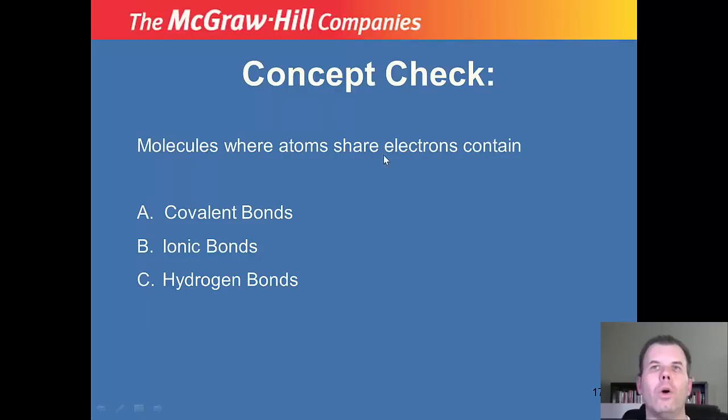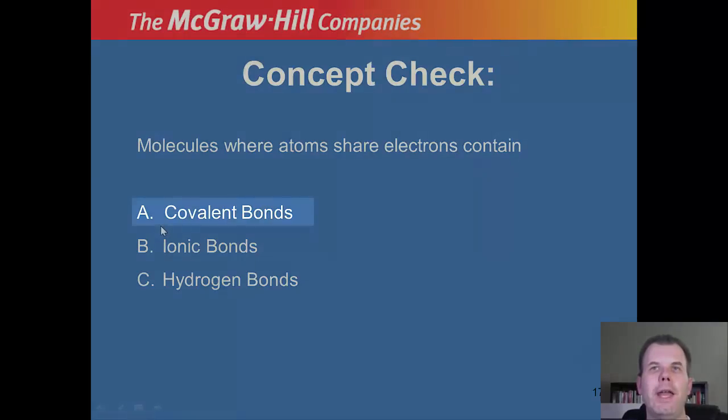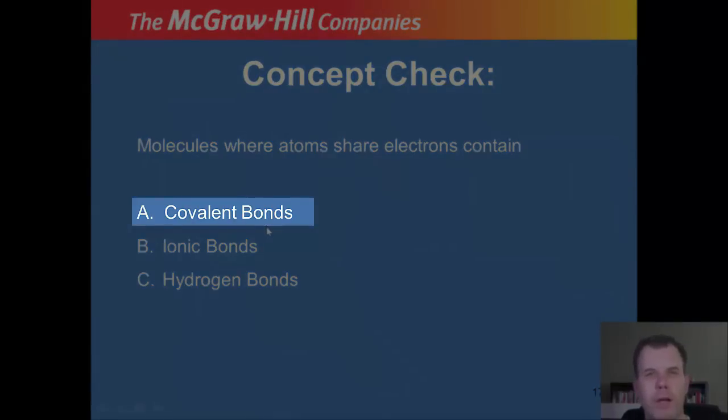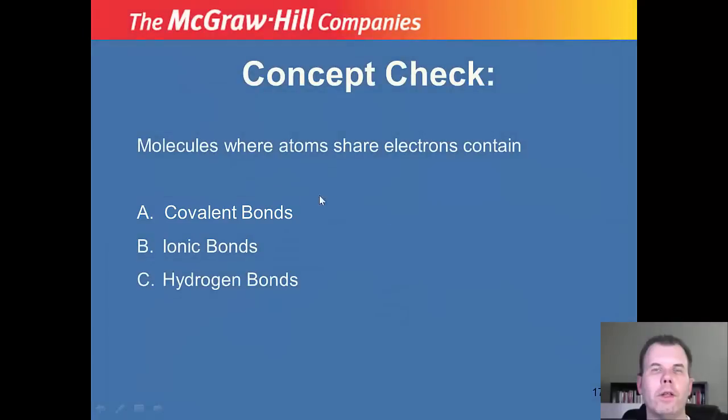All right, so molecules where atoms share electrons contain what kind of bonds? Covalent bonds, ionic bonds, or hydrogen bonds? If you're paying any attention, you'll get this right. Which one was it? If you said A, it's covalent bonds. You got a star. So there you go. Covalent bonds share, ionic bonds accept and donate, and hydrogen bonds are those weak interactions between the positive and negative charges of the different molecules. Okay? And so that's how you associate those different bonds.